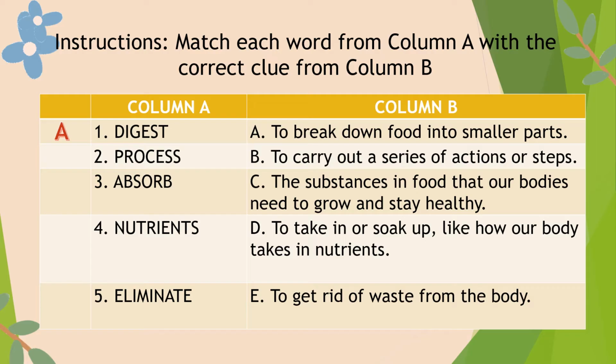Number 2, process. Process means, that's correct, letter B, to carry out a series of actions or steps. Number 3, absorb. That's right, it's letter D, to take in or soak up like how our body takes in nutrients. Number 4, nutrients. That is correct. The answer is letter C, the substances in food that our bodies need to grow and stay healthy. And for number 5, eliminate. Very good. Eliminate means letter E, to get rid of waste from the body.